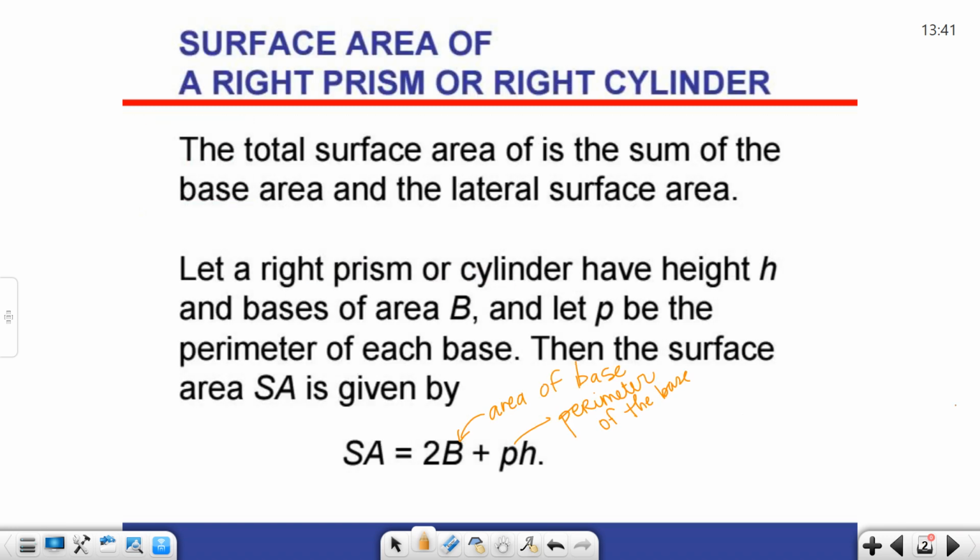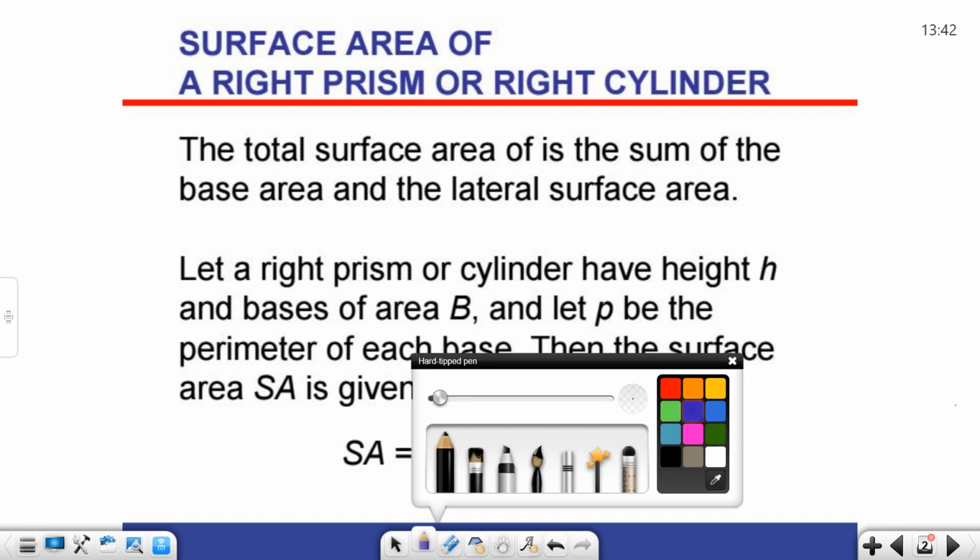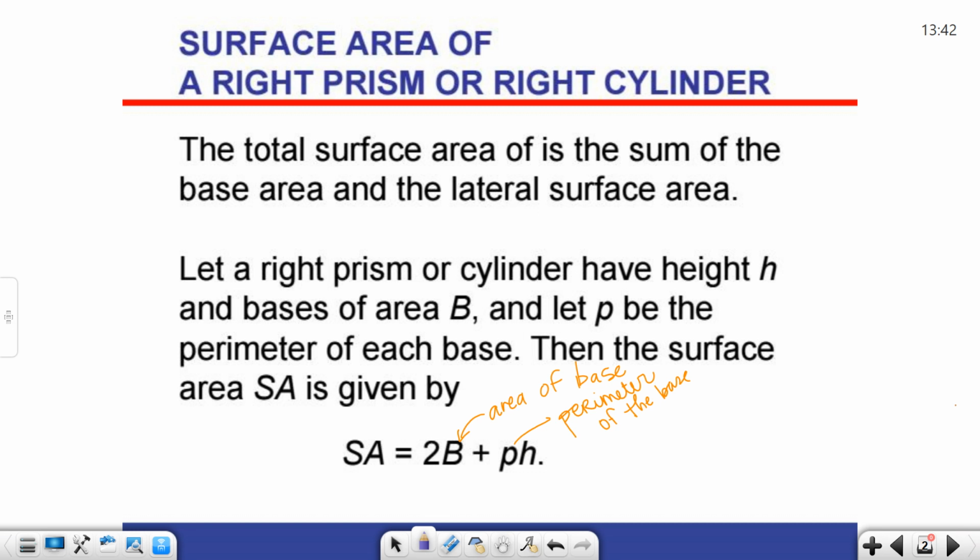The total surface area is the sum of the base area and the lateral surface area. If you had a right prism or a cylinder, your formula is 2B plus PH. Let's talk about that for a second, in terms of that orange juice can I mentioned earlier. An orange juice can has a top and a bottom. So the reason it talks about the area of the base and having 2 of them is that there is a top and bottom. So this is where we're getting this figure.